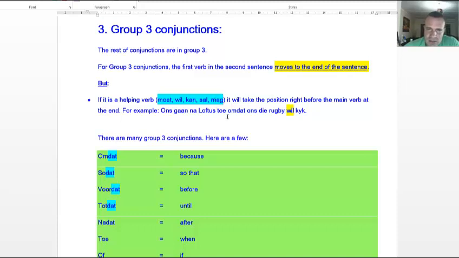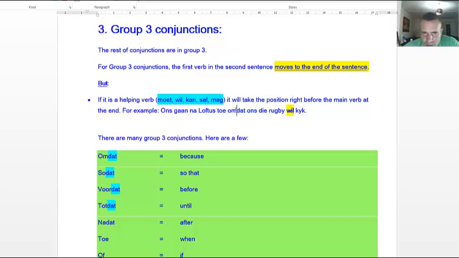Okay, now something happens with these verbs when they move to the end of the sentence. Remember there's going to be another verb at the end of the sentence, because this is just a helping verb. So there's going to be a verb 2 at the end of the sentence. They cannot move over that verb 2. They can't move right to the end. They will bump into that main verb.